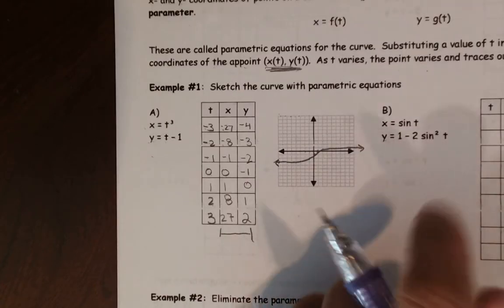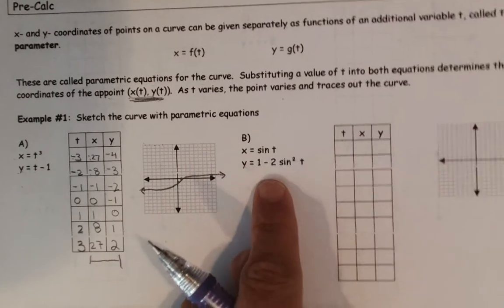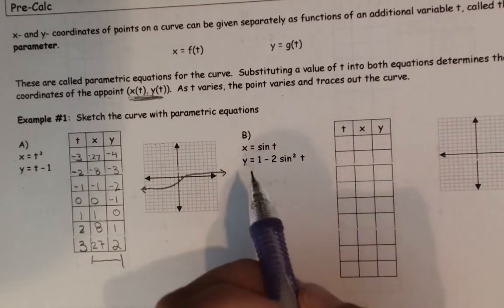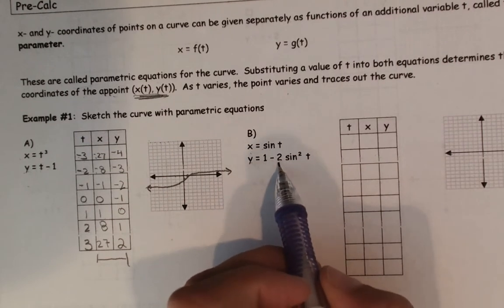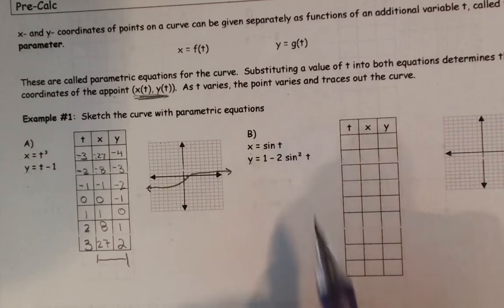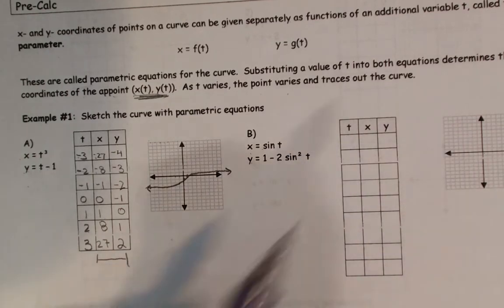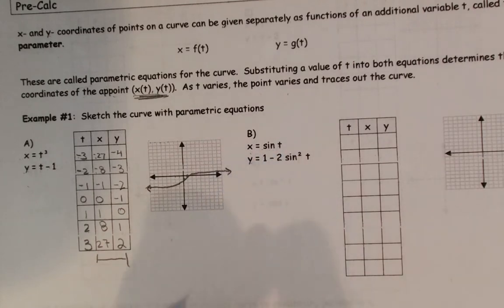Okay, so let's look at one that has our trigonometric graphs on it. So x is going to be defined as sine of t. Y is going to be defined as 1 minus 2 sine squared t. And in order to make things a little prettier, when I choose my t values, I'm going to choose values that I know on the unit circle.